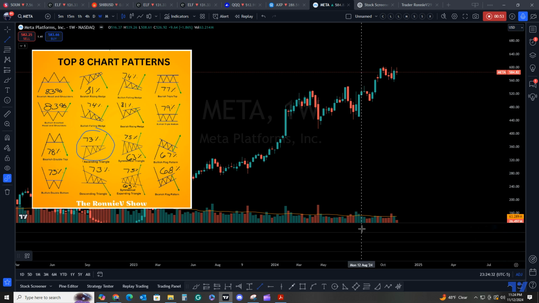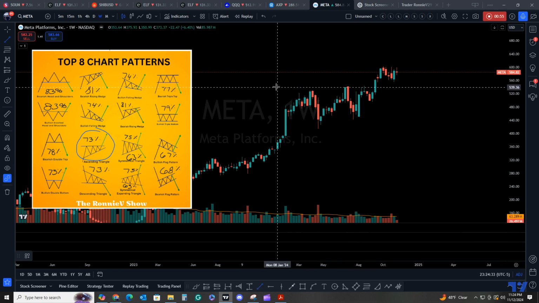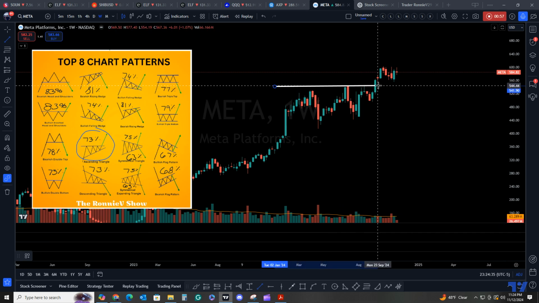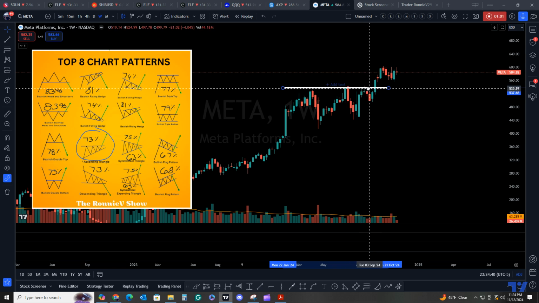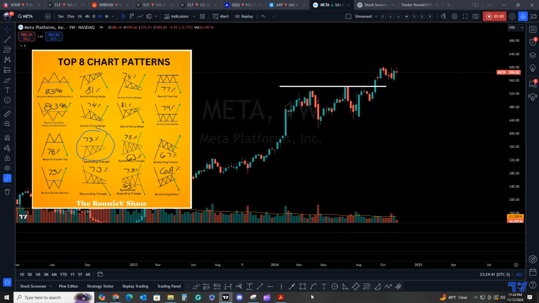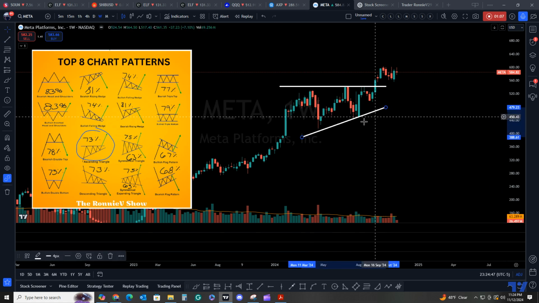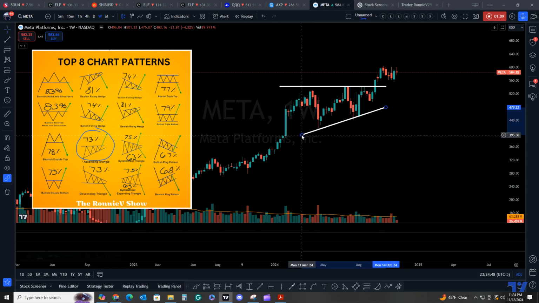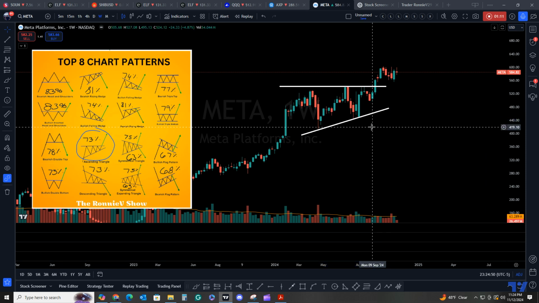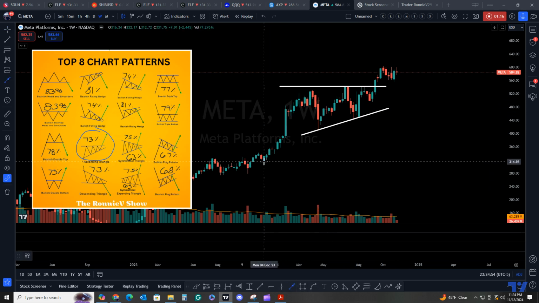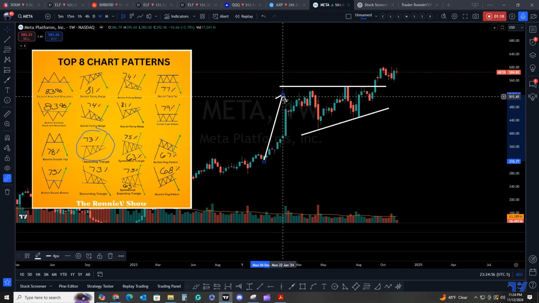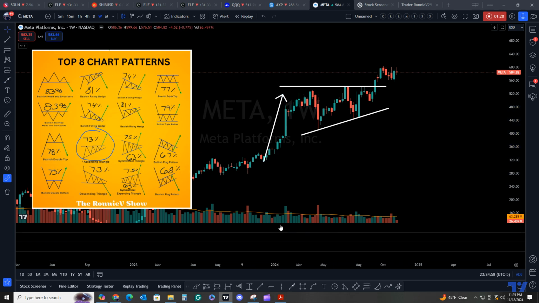Pause the video and see if you can see it. If you can see it, awesome. We have a resistance here, and then we have our higher lows and our support. So we also have, at the same time, an upward move. Now, do you see how similar those look?